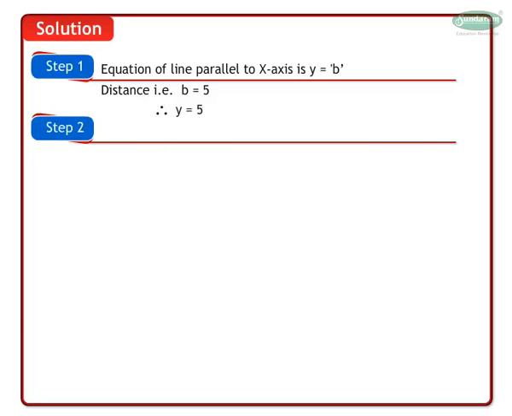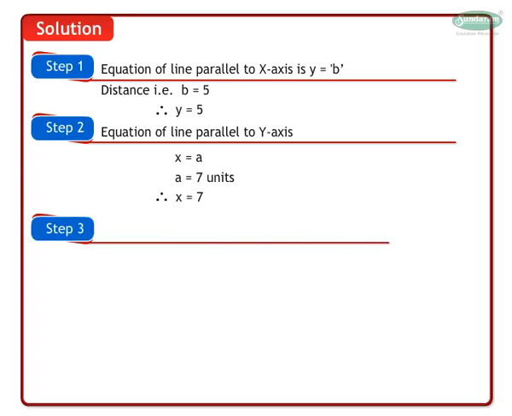Step 2. Similarly, the second line is parallel to y-axis. Here the equation is x is equal to a. The distance is 7 units. Hence, x is equal to 7.